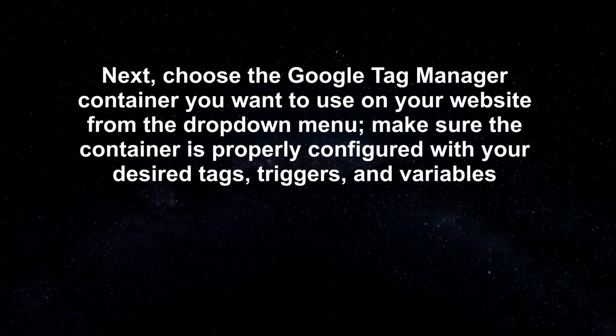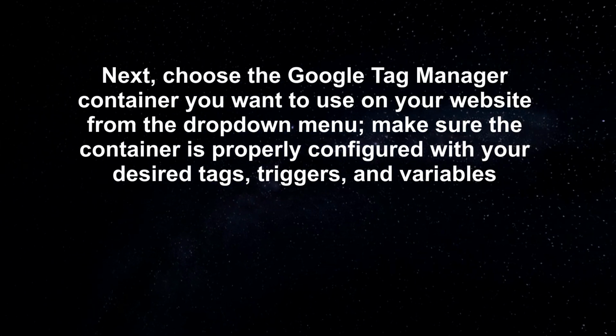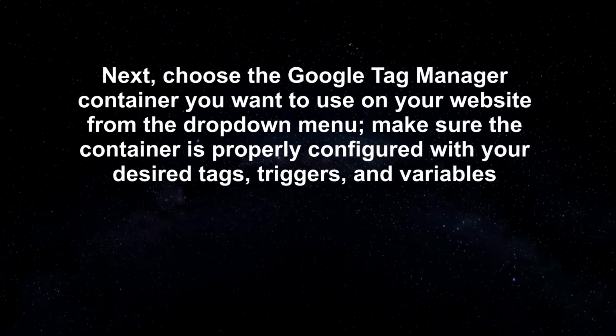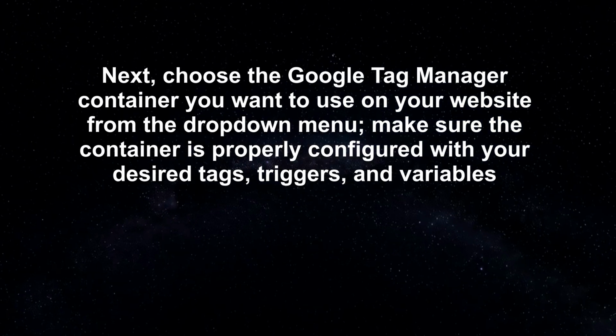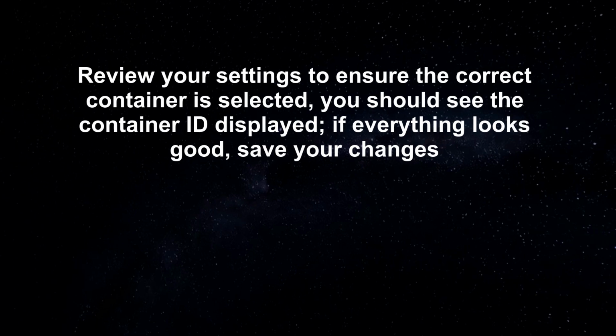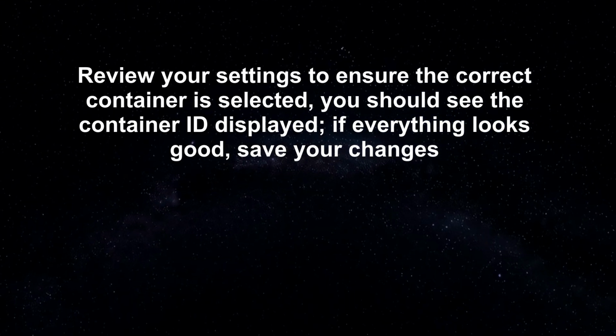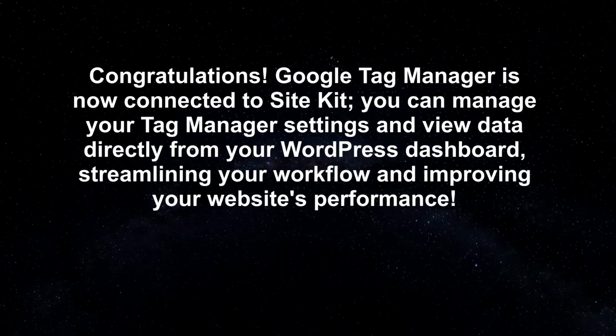Next, choose the Google Tag Manager container you want to use on your website from the drop-down menu. Make sure the container is properly configured with your desired tags, triggers, and variables. Review your settings to ensure the correct container is selected. You should see the container ID displayed. If everything looks good, save your changes.